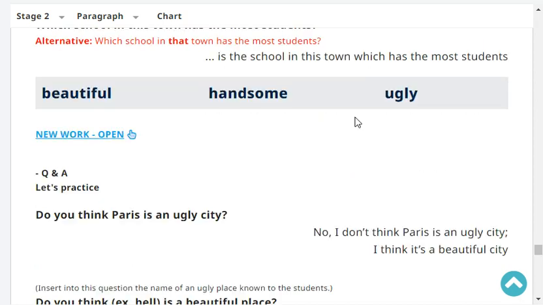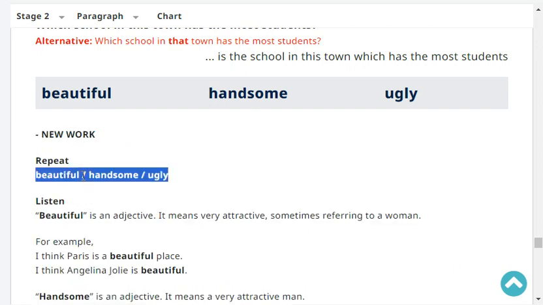Let's have new words. Very good, very fast. Okay, repeat. Beautiful, handsome, ugly. Very good. Okay, listen.